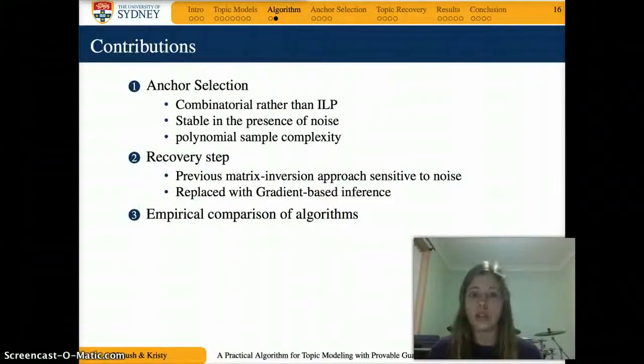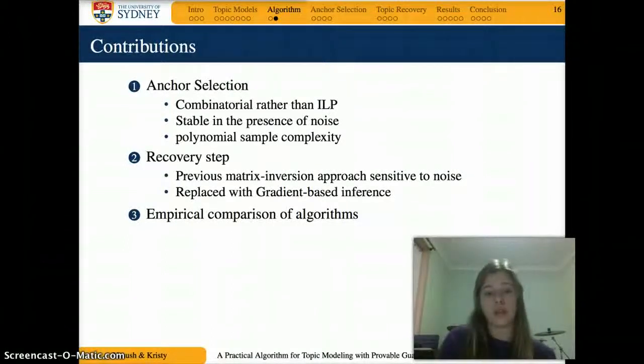So then it also goes through the recovery step, and basically the previous matrix inversion approach that they used in their last paper was really sensitive to noise, and they replaced it with a more naive gradient-based inference approach, and they found that actually worked pretty well and was really, really quick. Then they also look at the empirical comparison of the algorithms to see if it actually works better.